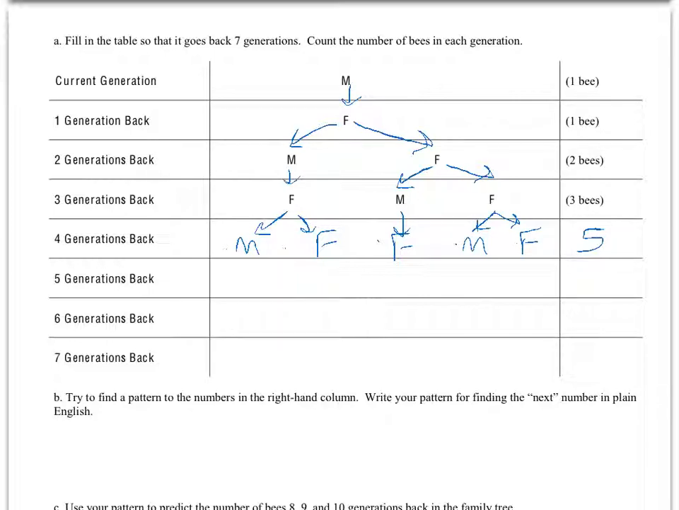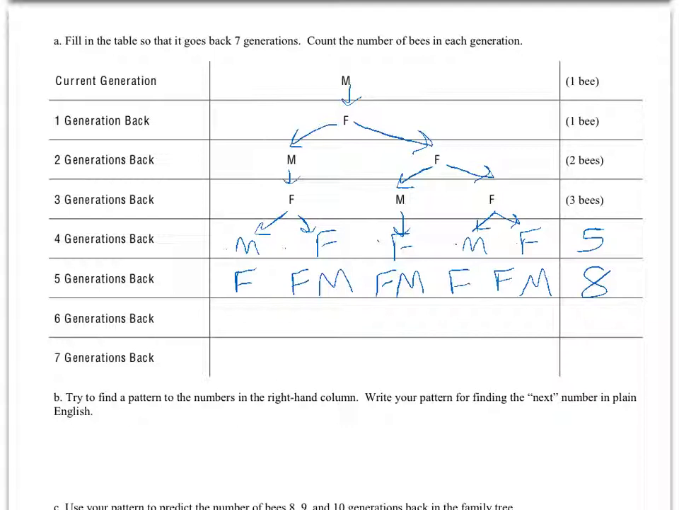And then I'm going to look at the parents of each of these bees. So this male has one parent that's a female. The female has two parents, a female and a male. And this female has two parents, a female and a male. This male has one parent that's a female. And the female has two parents, a female and a male. And that makes a total of 1, 2, 3, 4, 5, 6, 7, 8 bees.